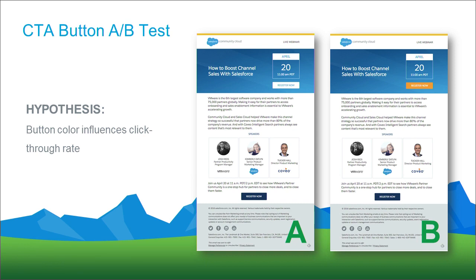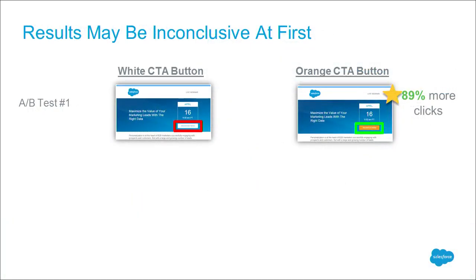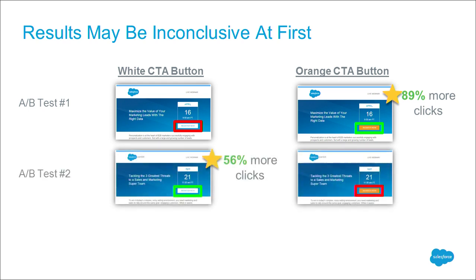Our hypothesis was that if we changed the color of the button to something that stood out more, we'd get more clicks. So we tested it. In the first test, we actually got 89% more clicks on the orange button. But as Bradley mentioned, you have to make sure it's statistically significant, so you keep testing. On the second test here, the white button won, of course, right? So what to do? Just keep testing, right?